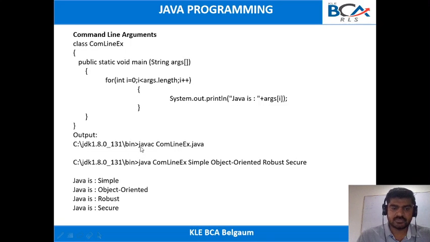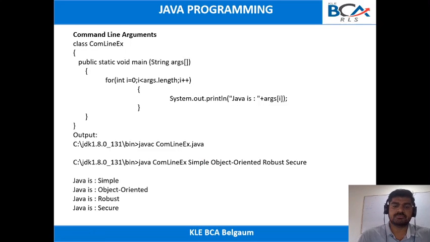Next, you need to type javac. Javac is a compiler which will check for any errors. Javac followed by the file name dot java. When you press enter after this line, it will check for the errors. If the program does not contain any errors, next you can type java followed by the class name, followed by the parameters you want to pass.